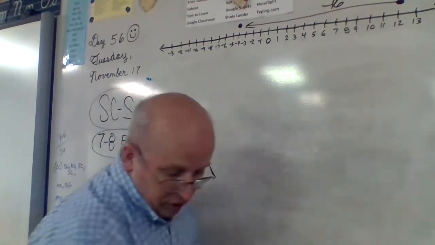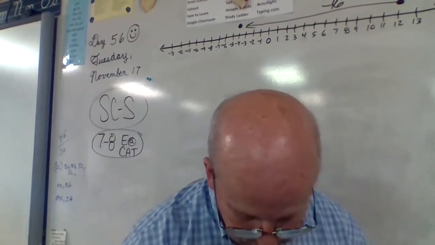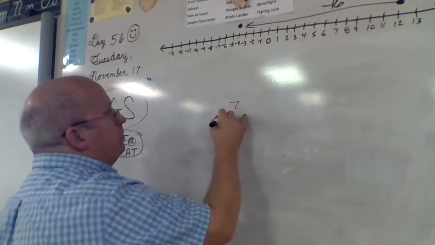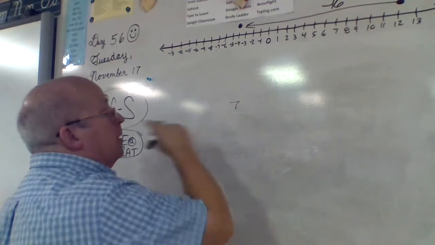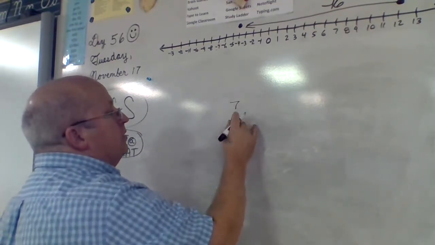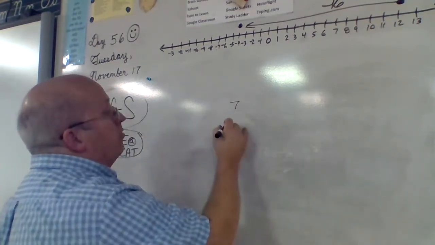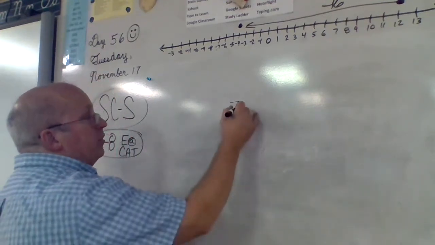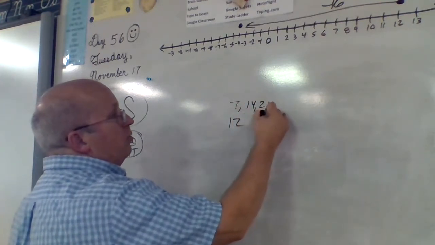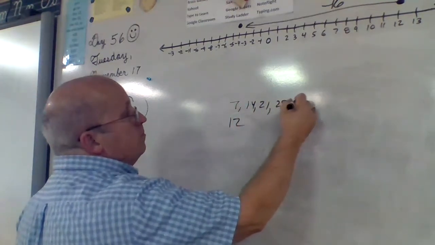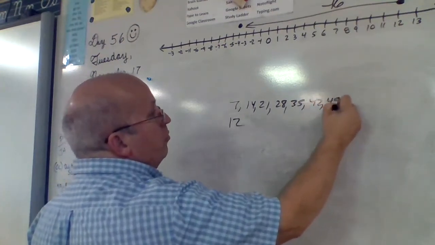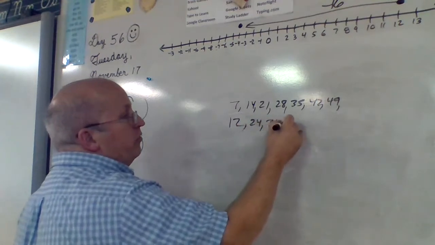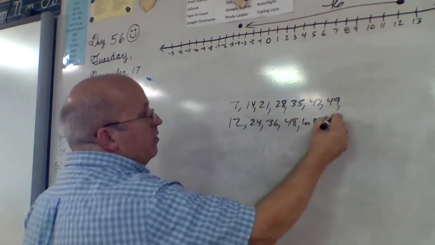Let's try it with a different set of numbers. How about 7 and 12? We just did 15. 7 and 12: smallest multiple they have in common. Well, I'm going to start listing the multiples of 7: 42, 49. How about some multiples of 12? 12, 24, 36, 48, 60, and 72.